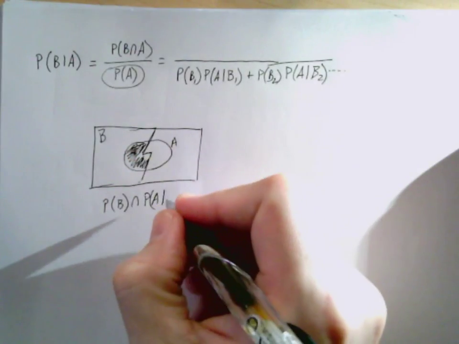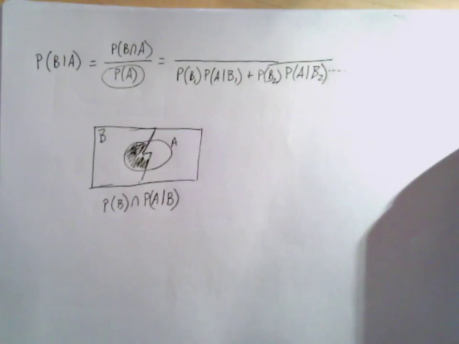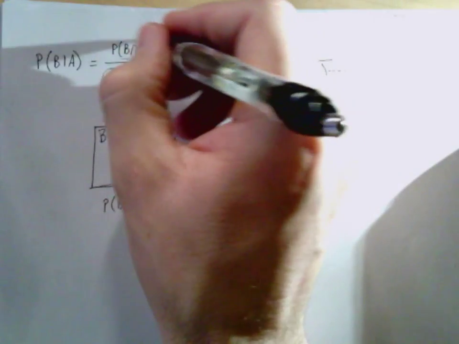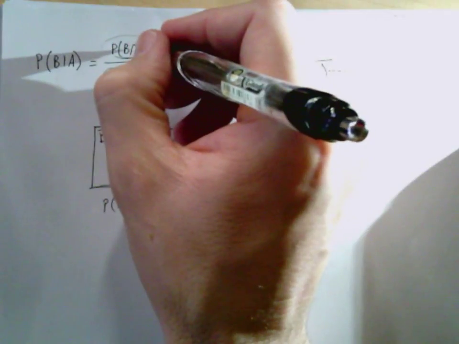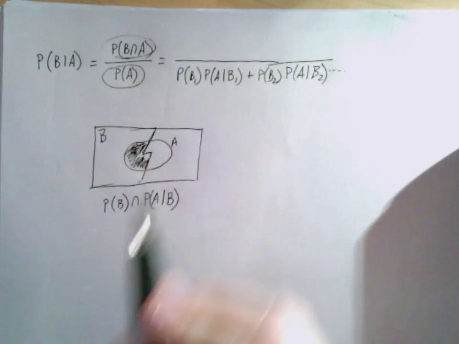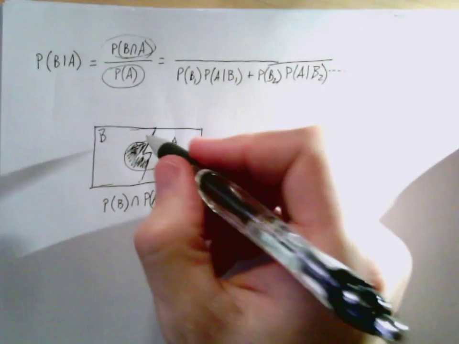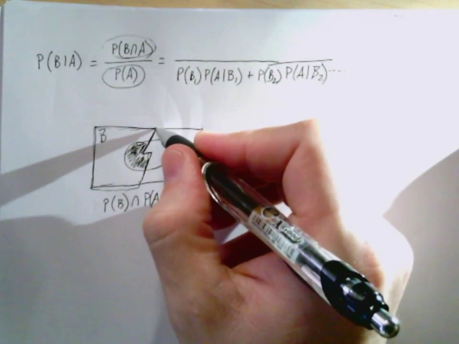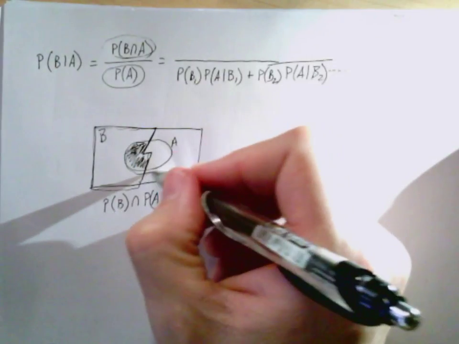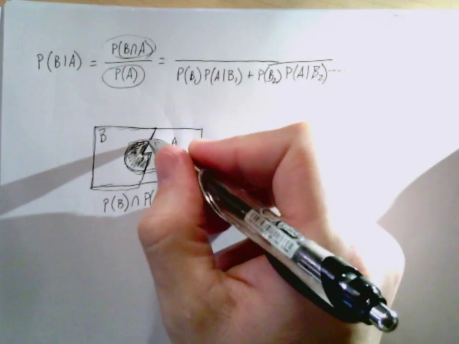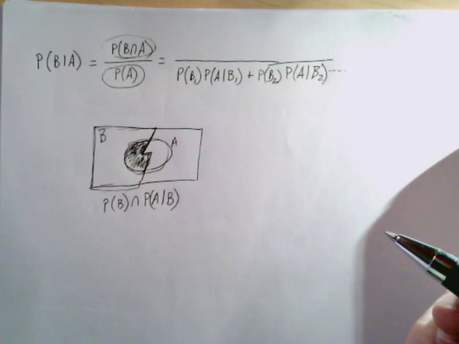Can I write this? Looking at the black. The black is the intersection of A and B. That's what I want on the top, right? On the top here, I want B and A. Okay, so B and A is that black, which I can write in this format, right? The probability of B, which is that, intersecting with the probability of A given that it's inside of B, which would be this section right here. Are we okay with that?